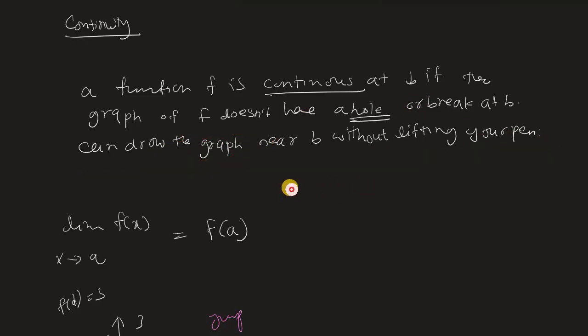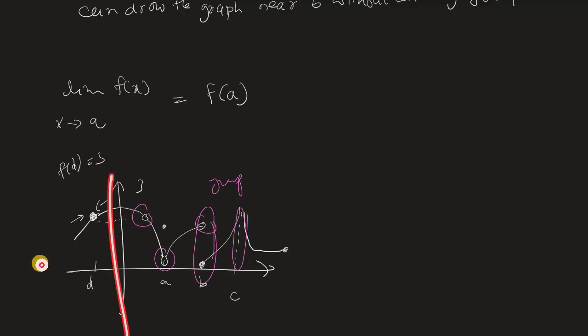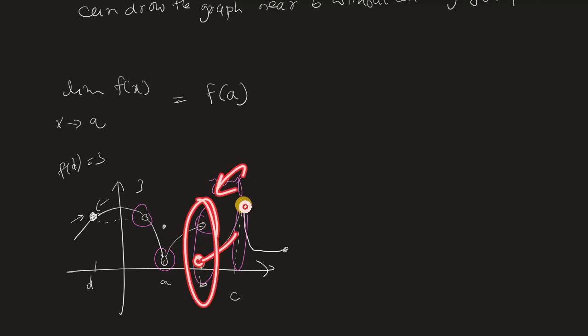Okay, so what I mean by that is, for example, you're given this graph over here, okay, and you see there's discontinuity over here and here. If I go ahead and draw this graph over here, then I have to lift my pen and then reach here, right? So there's a sort of a jump here, so I have to lift my pen, so there's a discontinuity as well.